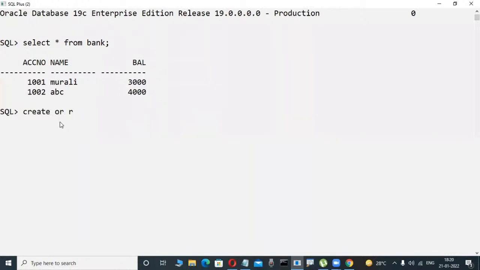I am writing a procedure. Okay, don't write it, only observe. Create or replace procedure. What happened? Observe it here, just the execution. My procedure name is withdraw. Withdraw is a procedure. Okay, fine.